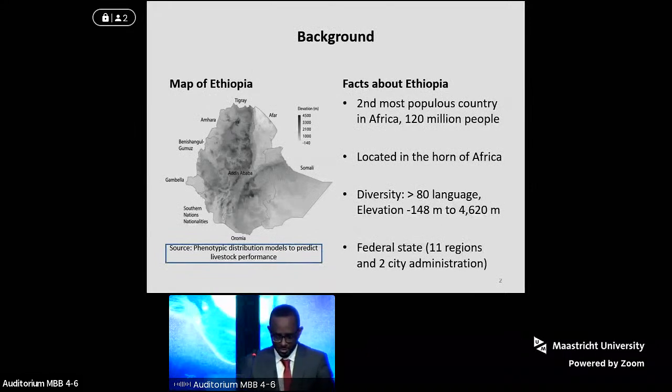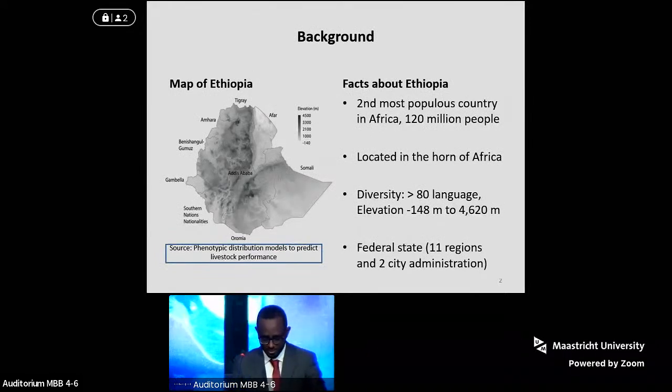Ethiopia is the second most populous country in Africa. It is located in the eastern part of Africa, known as the Horn of Africa. It is a country of diversity with more than 80 languages, and elevation ranging from minus 125 meters to as high as 4,550 meters. The country is a federal state with 11 regions and two city administrations.